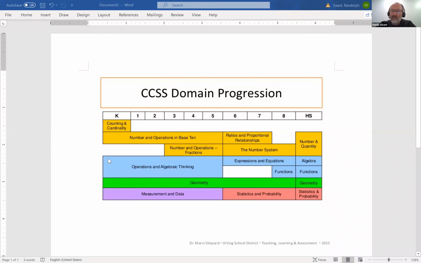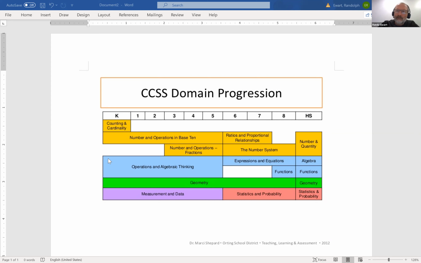To help unpack this, I'm going to use the Common Core State Standard domain progression. The domains are really just the math topics that are covered, and then it shows you the sequence of them and when they're covered. So let me explain the chart first, and then I'll get back to talking about what a fourth grade math level means or doesn't mean.